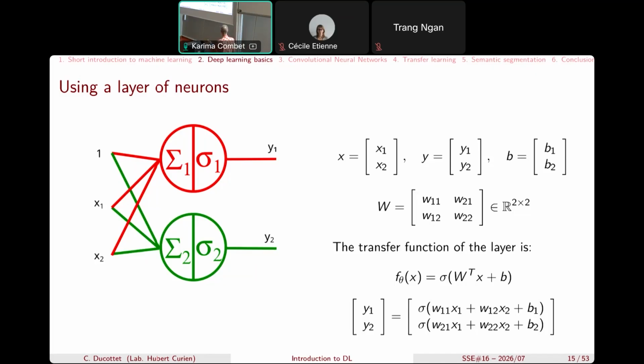So the whole equation could also be written as a matrix product. So we could express directly the output of the layer, which will be a vector of two values, y1 and y2, in function of the input vector x.